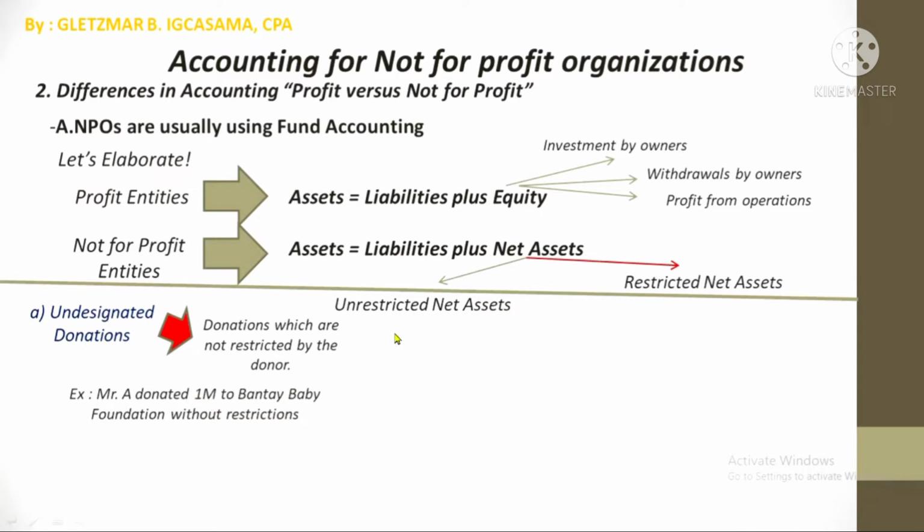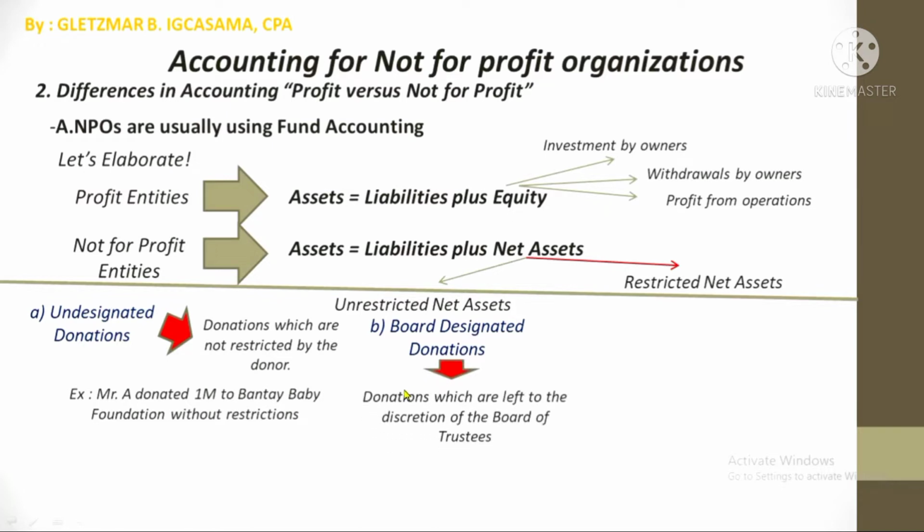Another component of the unrestricted net assets is the board designated donations. These donations may come from a donor who does not really give any direct restrictions as to the usage of the fund, but instructs that the fund be used in accordance with the wishes of the Board of Trustees of an NPO. By the way, the Board of Trustees is the equivalent of the Board of Directors if we are talking about profit corporations. So the BOT are the ones charged with the governance of the not-for-profit organizations.